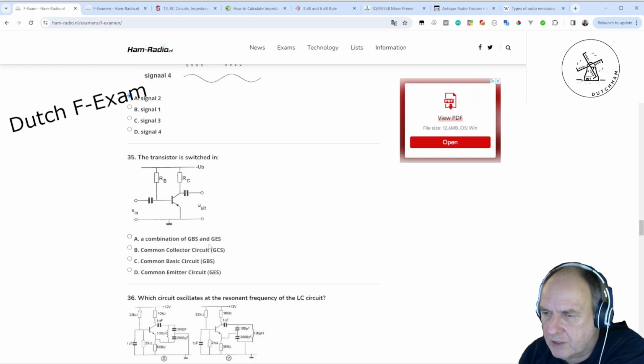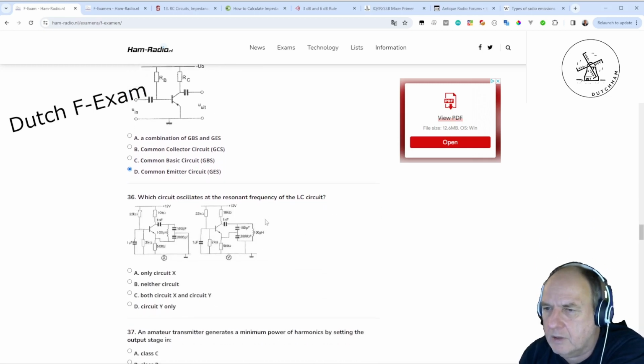Combination of GPS and GES, so this common base circuit and common emitter circuit. No, there's nothing common about the base. So I'll go for the common emitter circuit. Because, yeah, the emitter is part of the input and the output. So I'll go over the common emitter circuit.